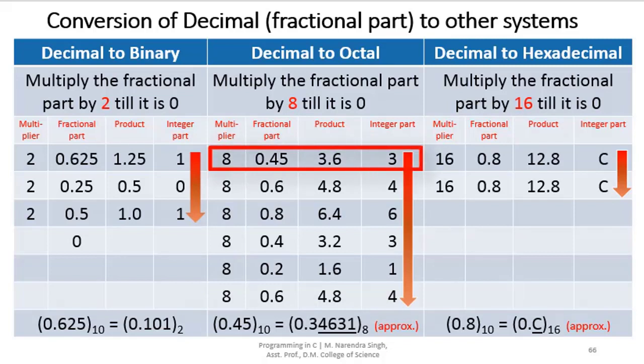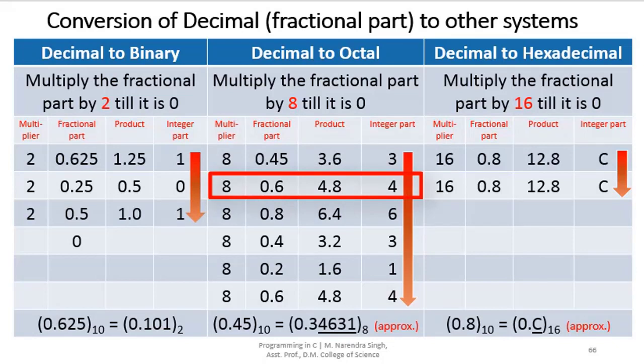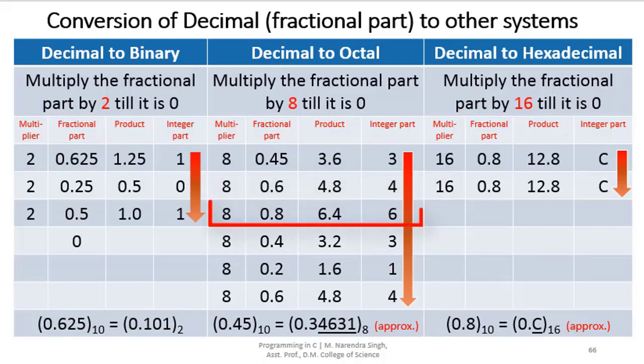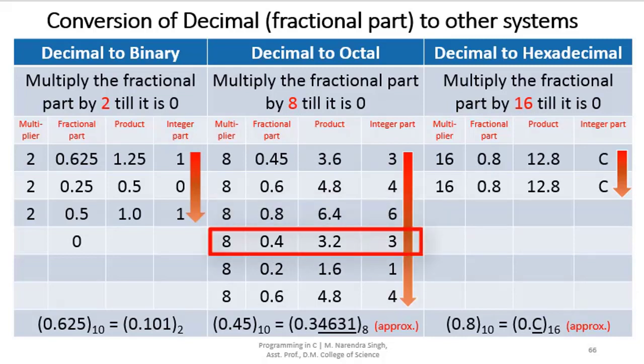Let us take the decimal fractional part 0.45 and let us multiply it by 8. The product is 3.6. We take out the integer part 3, so the fractional part remaining is 0.6. We multiply it by 8 again. The product is 4.8. We take out the integer part 4 and the remaining fractional part is 0.8. We multiply it again by 8. The product is 6.4. We take out the integer part 6. The fractional part remaining is 0.4.